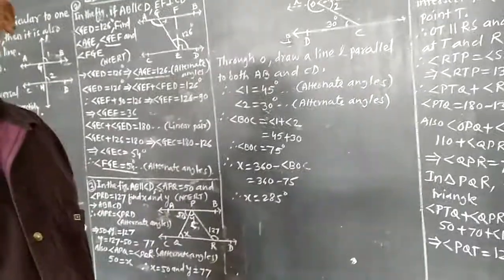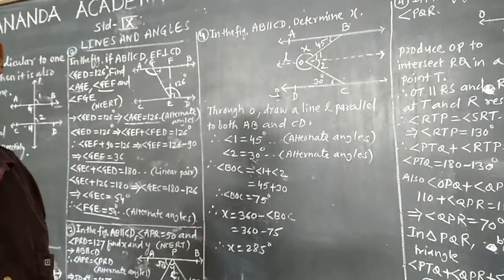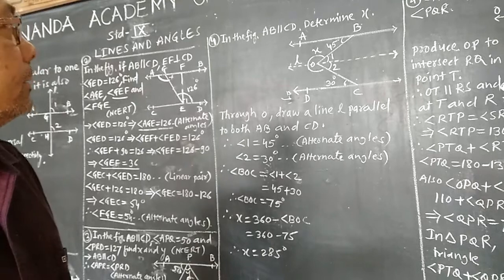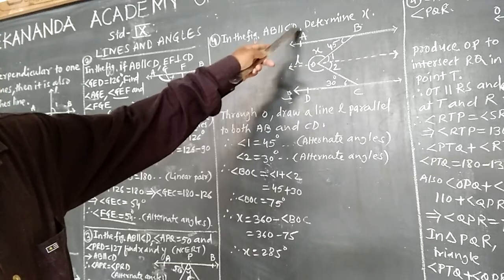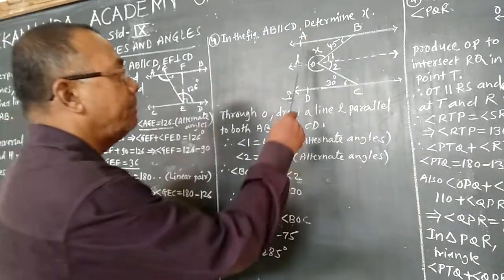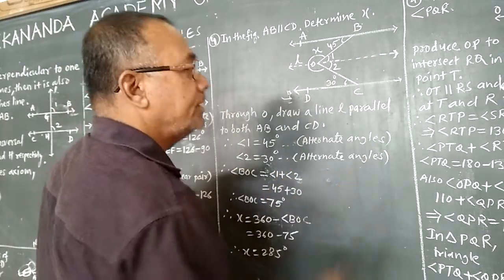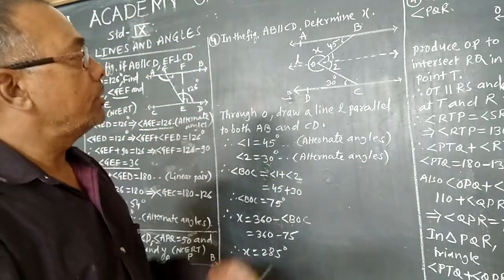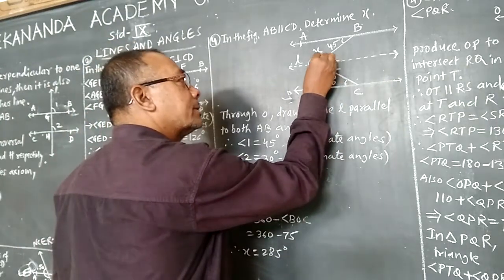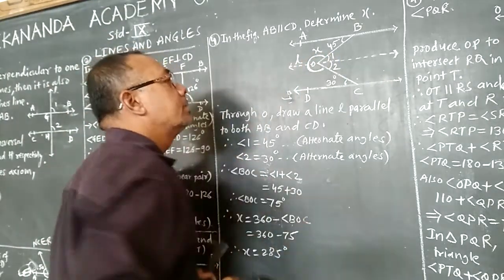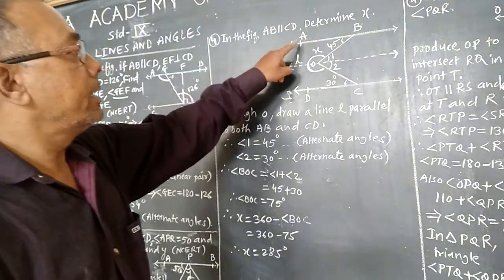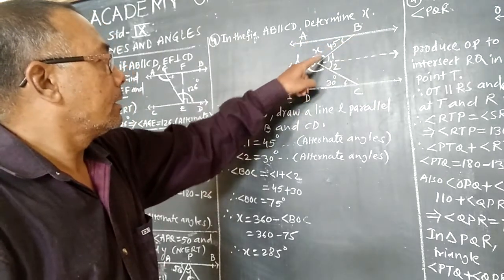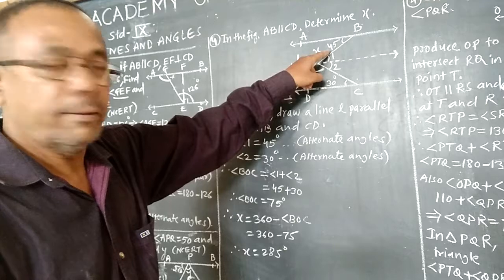Now we will see one more question here. Here it is given that in the figure AB parallel CD, determine X. Here line AB and line CD, these are the two parallel lines, and we have to find the value of angle X, this angle. So here it is given that ABO is equal to 45 degrees, it is given.